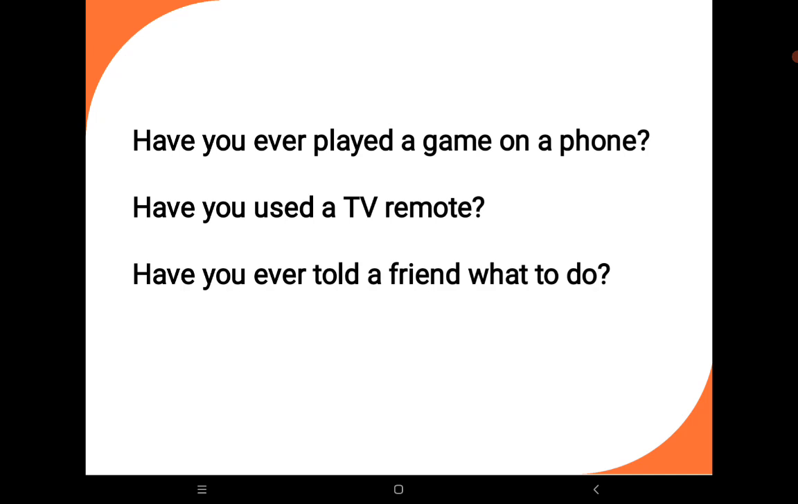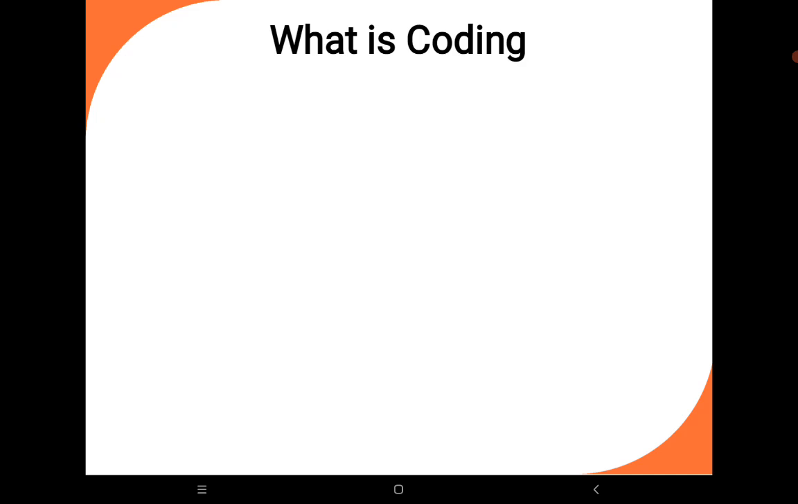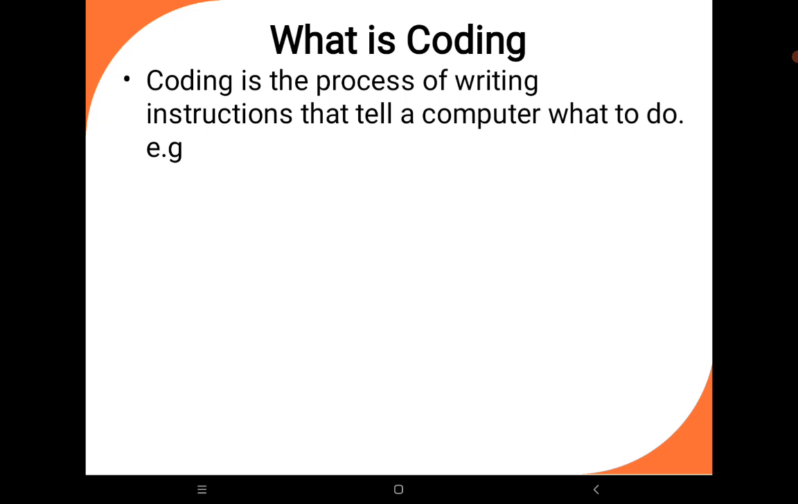You may have told your friend what to do. You may have asked your friend, go, sit down. All these are what? Instructions. So also computers listen to instructions, and that process is called coding. So let's start. What is coding? Coding is the process of writing instructions that tell the computer what to do.